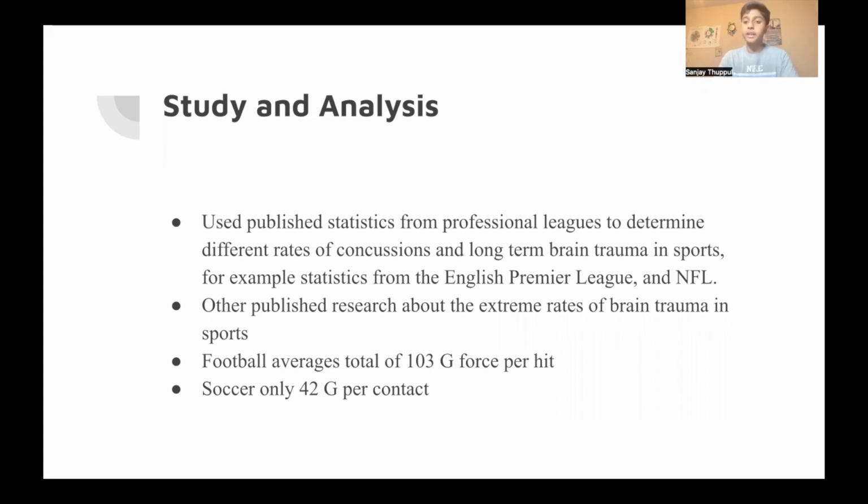We used statistics from the English Premier League and NFL. All were official data sets. We also used other published research about the extreme rates of brain trauma in sports. Some examples of the evidence that we used was the fact that the frontal lobe can not only be the worst place to be hit, but also in football can see averages of G-force up to 100 Gs per hit. In comparison to soccer, a contact sport, where the G-force per hit is only around 42.